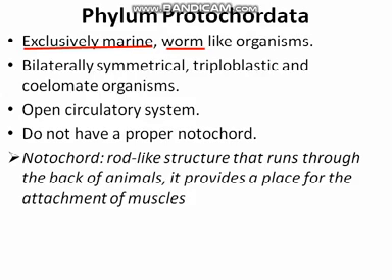And here is something new: they do not have a proper or fully developed notochord. Now the question arises, what is this notochord? This is something new actually. Notochord is a rod-like structure that runs through the back of animals, from the neck up to the tail. It provides a place for the attachment of muscles.